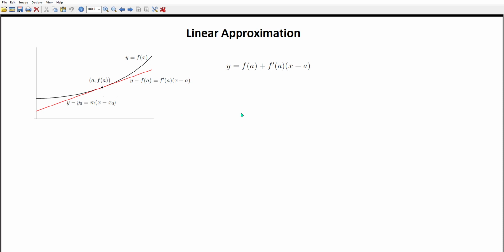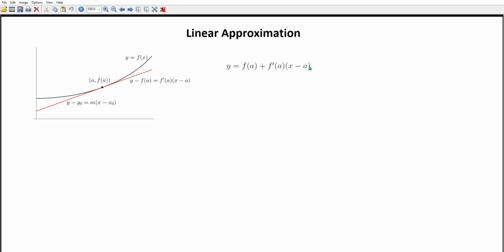Today we will discuss linear approximation. The basic idea is that for a function y equals f of x, near the point of tangency, the tangent line is a very good approximation to that function. So near the point of tangency (a, f of a), we will replace y equals f of x by the tangent line, and using point-slope, that gives us y minus f of a equals m, which is the derivative at a, times x minus a.